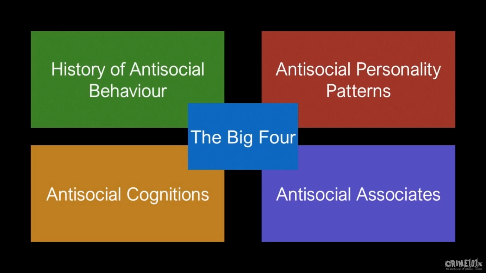But how can we quantify a person's risk? What are the sort of things or risk factors that we might look for? Well, research led by Andrews and Bonta introduced what they called the Central 8 risk factors as a foundation for predicting recidivism. The first 4 factors of the Central 8, often called the Big Four, are the strongest predictors of reoffending. These include a history of antisocial behavior, antisocial personality patterns, antisocial cognitions, and antisocial associates.